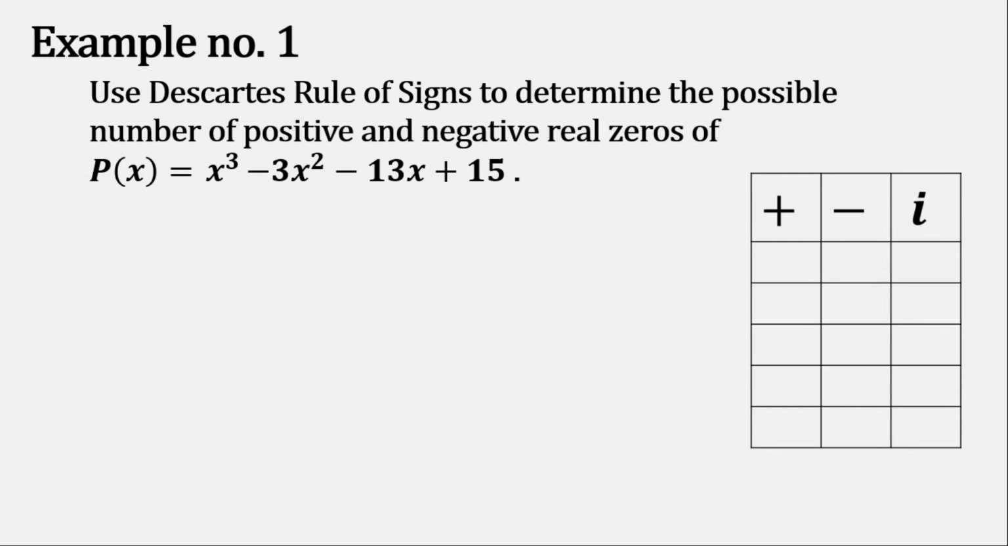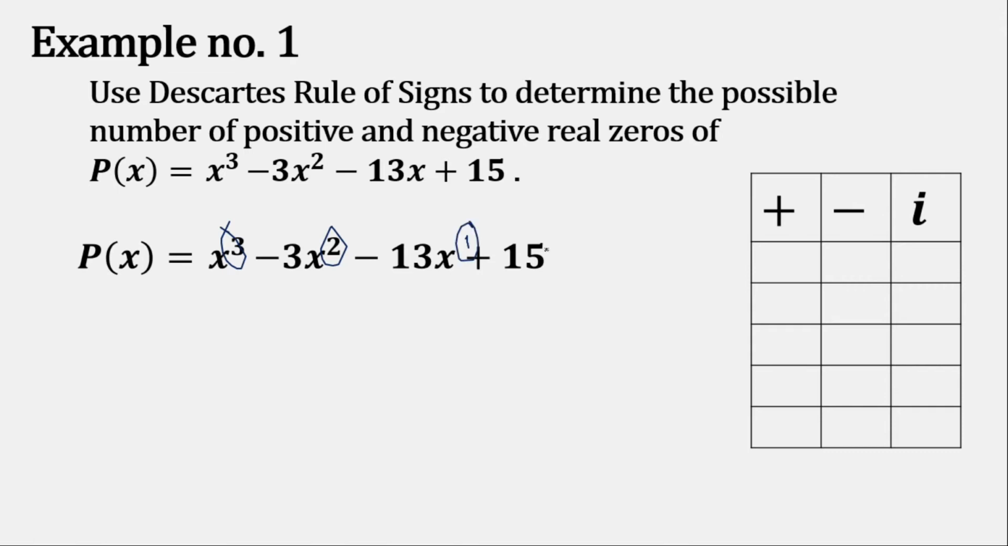Now let's put that in an example. Use Descartes' rule of signs to determine the possible number of positive and negative real zeros of this polynomial. Again, let's check if this polynomial is arranged in standard form. And as I can see, it is in standard form because it goes 3, 2, and x raised to 1, and x raised to 0. So we're good on that.